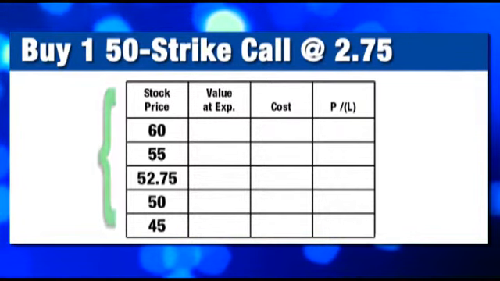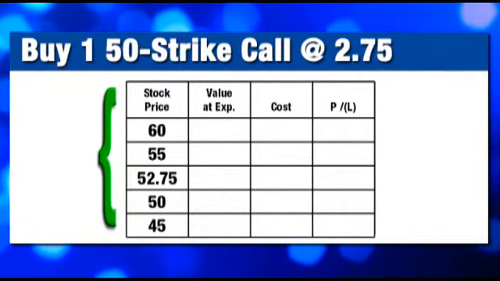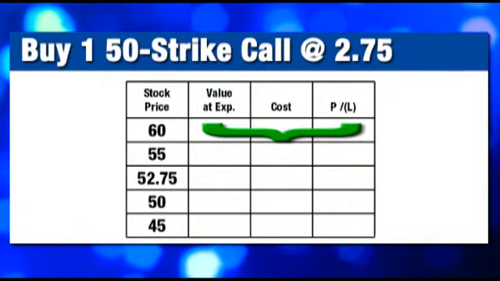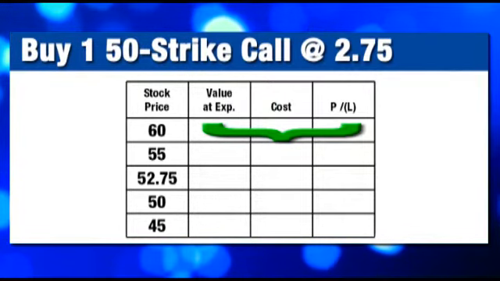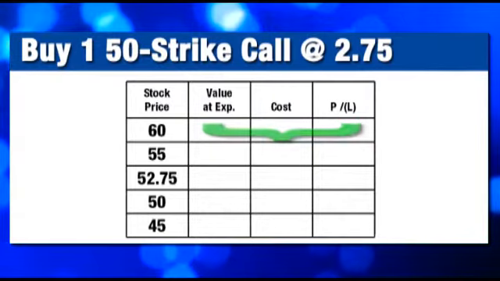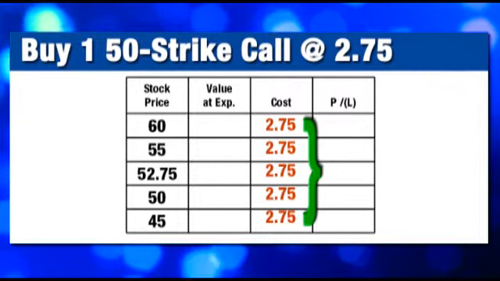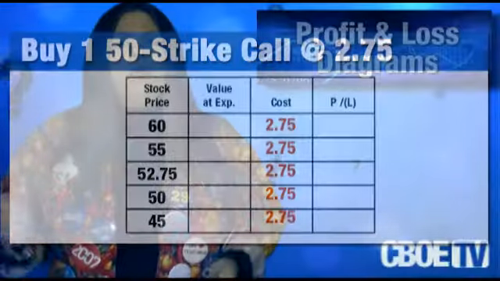In the far left column of the table is a range of stock prices from below the option strike price to above it. Finally, note that the table has three more columns, one for the option's value at expiration, one for the option's cost, and one for the profit or loss. Here in step 2, we simply write in the cost of the option, which is $2.75 per share, all in a row. Remember, whether the stock price rises or falls and whether we make or lose money, this option cost is $2.75 per share.